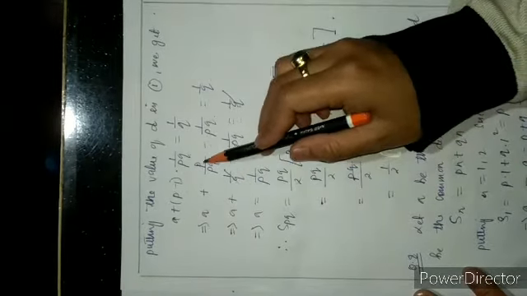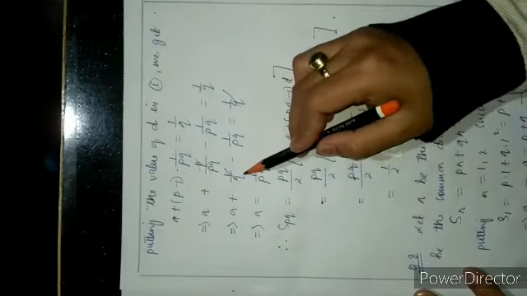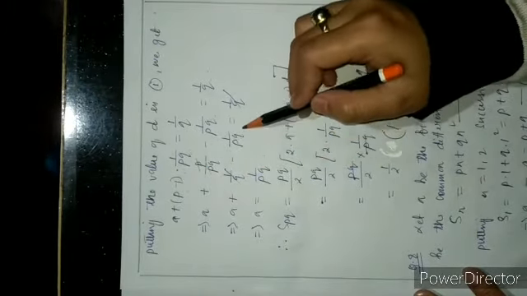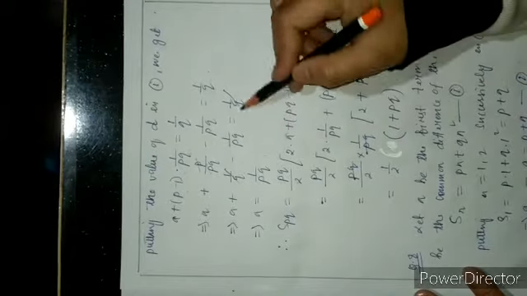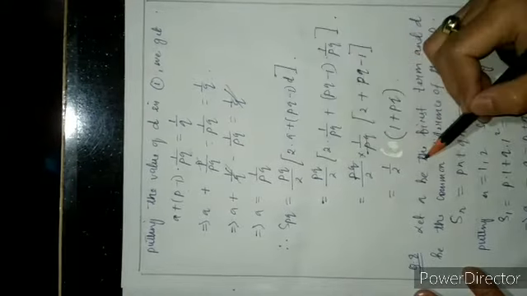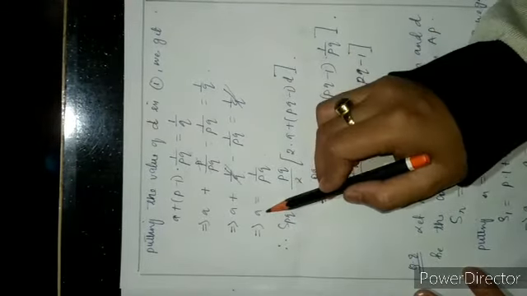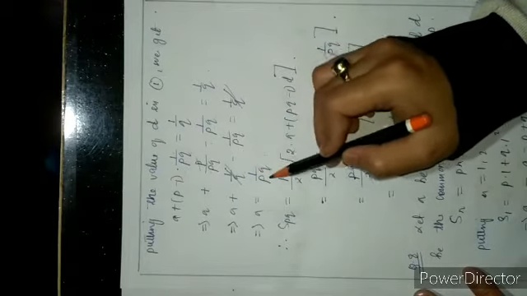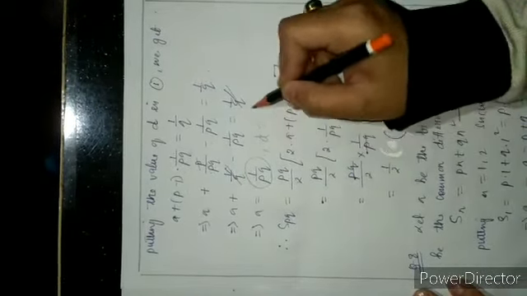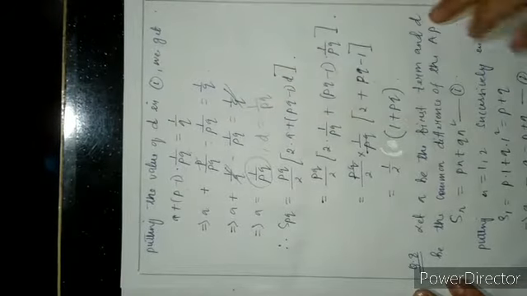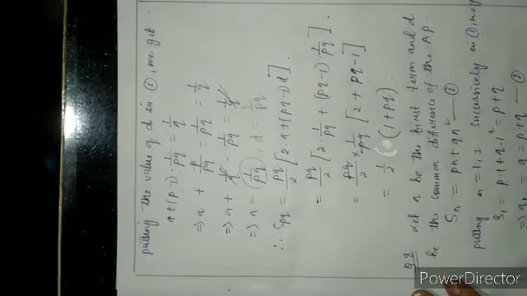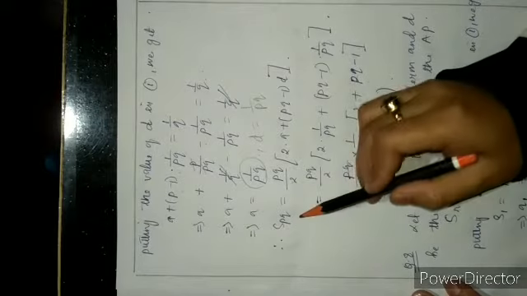A plus P cancel already, 1 by Q minus 1 by PQ is equal to 1 by Q. 1 by Q cancel, so in the common first term, A minus 1 by PQ, transpose, we get 1 by PQ. The common difference D is 1 by PQ. Now we are going to write the sum of the first P into Q terms.